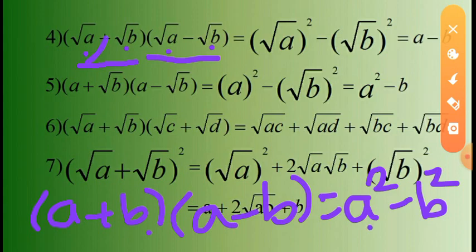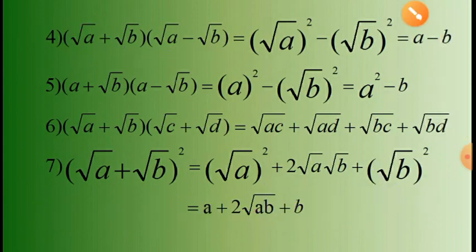Now here what is my A? My A is root of A. So root of A square minus root of B square. Okay. So what is root of A square? That is always A. And root of B square is always equal to B. Is that clear?